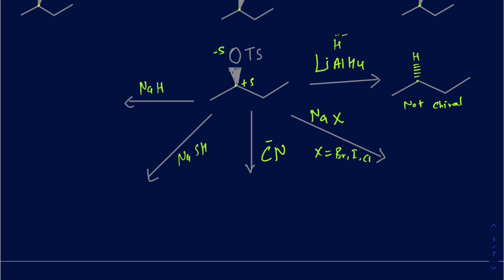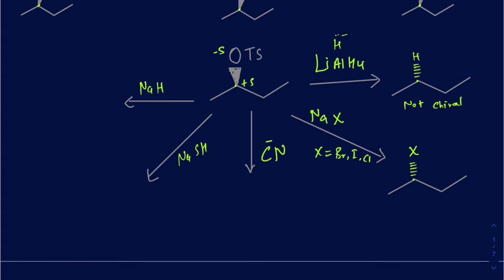But suppose I'm using something like NaX. X could be bromine, iodine, or chloride. So I'm going back to the alkyl halides now, and I'm just going to copy this down here, and instead of having the hydrogen, I'm going to have the X here. So X could be either chlorine, bromine, or iodine. So I clearly have an inversion in the stereochemistry in this particular case.